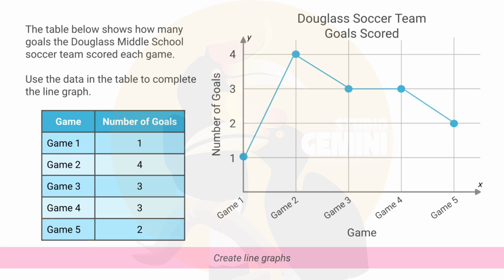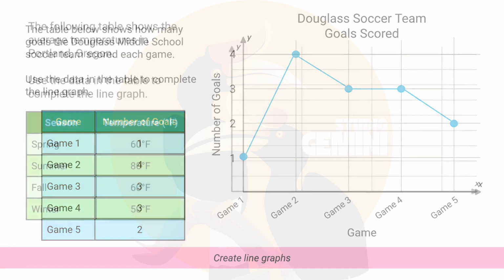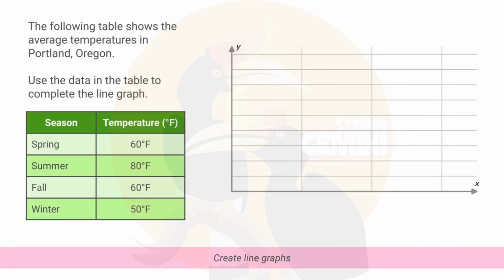Now we have graphed all 5 of our points and connected them with lines, so we have created our line graph. The lines in the line graph help you see how values in the graph are changing as you move from left to right. Our next example says, the following table shows the average temperatures in Portland, Oregon. Use the data in the table to complete the line graph.